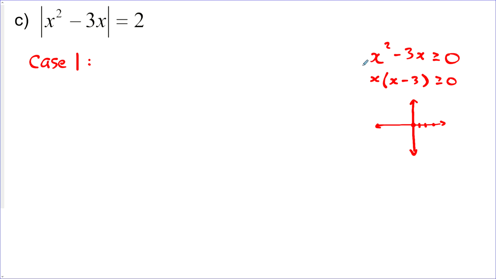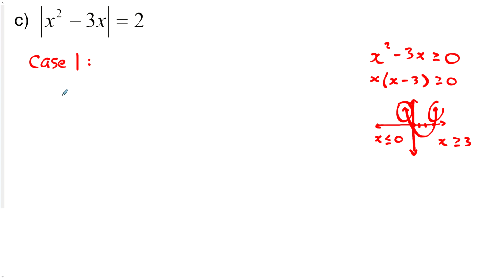And I know this has a positive leading coefficient, so it opens up. Now, where is it positive? Where is this quadratic greater than or equal to 0? Well, that would be over here. So that would be when x is greater than or equal to 3. And over here, so when x is less than or equal to 0. So these are my two restrictions for case 1, where this quadratic is already positive. You can also figure out where it's positive using roots and test points.